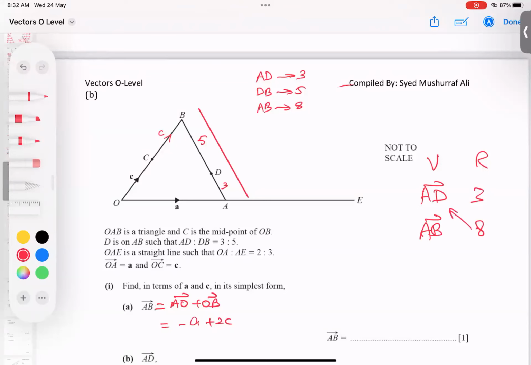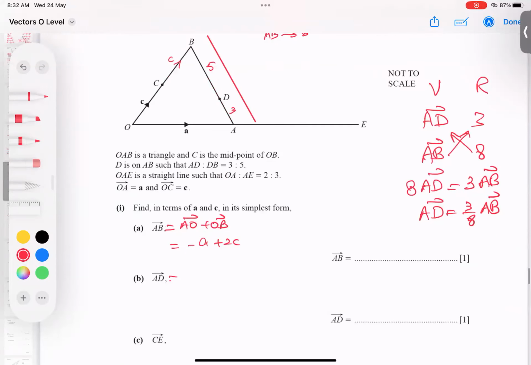Cross multiply, students. 8 times AD equals 3 times AB. This 8 will go down. So I can say that AD vector is 3 by 8 times AB vector. I can write it now here: 3 by 8 times AB vector. And the AB vector answer is this one. So this is my final answer.